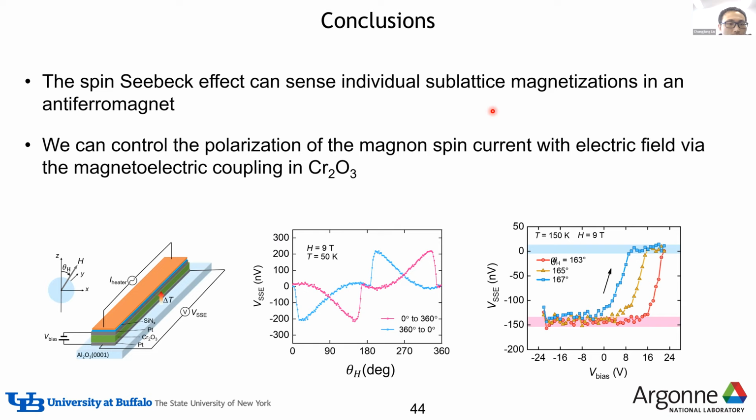So I showed you that the spin Seebeck effect can sense individual sublattice magnetization in an antiferromagnet. And we can also control the polarization of the magnon spin current with an electric field via the magneto-electric coupling. The measurement utilizes the spin Hall effect. As I introduced earlier, the spin Seebeck signal is just due to the change in the orientation of the Néel axis. As a result, the polarization of the magnon changes, and then we see a change in the spin Seebeck response.